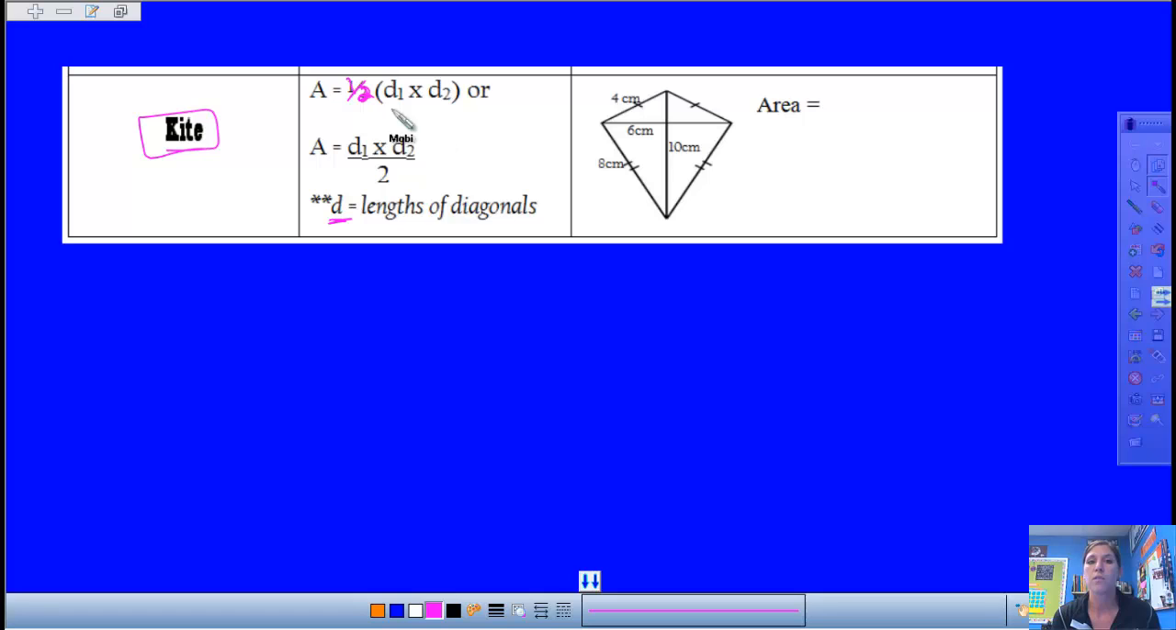This D in that formula represents the diagonal. A diagonal on the kite is what cuts that kite right here in half. It's this one, and it would be this one. Those are your diagonals.